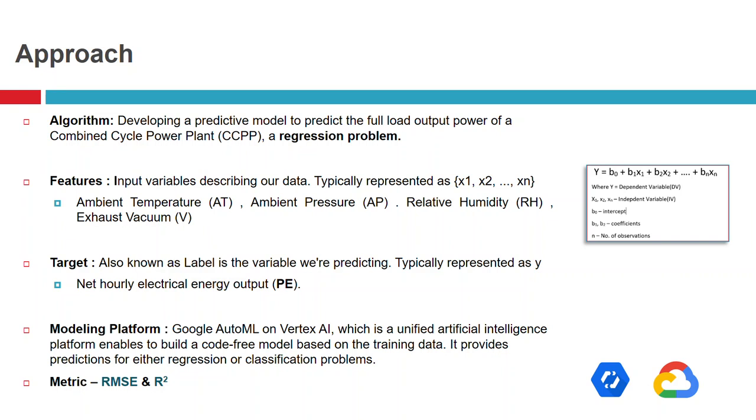Now, for setting up the solution, I'll be using Google AutoML on Vertex AI, which is a unified artificial intelligence platform that helps to build a code-free model based on the training data. We also need to assess how well a model fits a data set. For this purpose, I have chosen to focus on two metrics, the root mean square error and the R square.